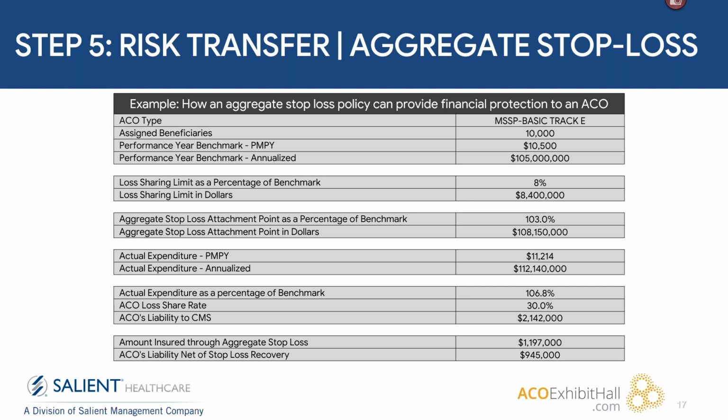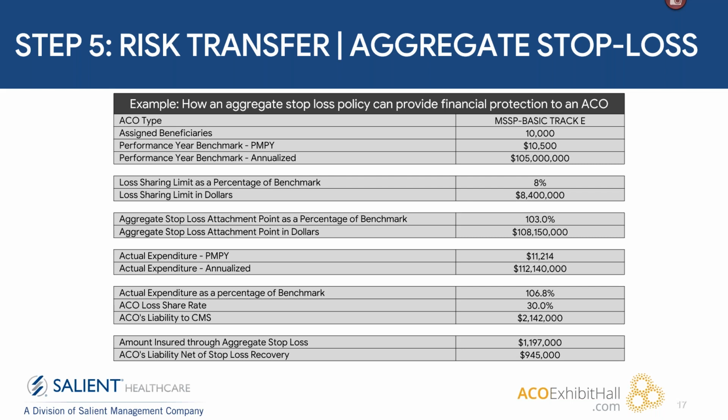And in this example, the actual expenditure comes in higher than the benchmark at the end of the year, at $11,214 per member per year. So since the ACO's loss rate is capped, the ACO's liability to CMS is $2,142,000. The aggregate stop loss policy covers $1,197,000 of that loss, and the ACO's liability share is $945,000.